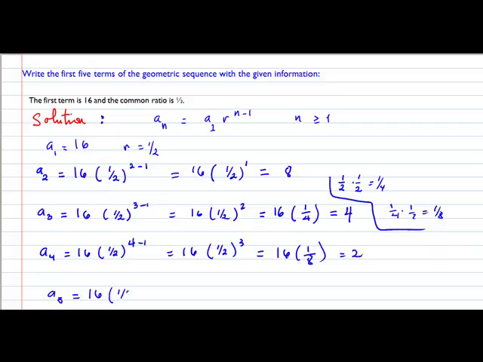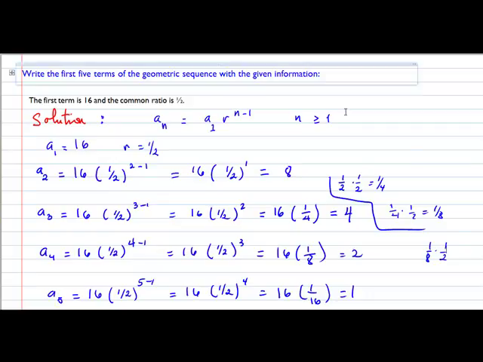So 16 times 1/2 to the 5 minus 1, so 16 times 1/2 to the 4th power. This is 16 times 1/16 equal to 1. So once again, this would mean take 1/2 times 1/2, which is 1/4. Times 1/2, I got 1/8. 1/8 times 1/2 is 1/16, because 1 times 1 is 1, 8 times 2 is 16. So 16 times 1/16 is 1. So that is our answer.